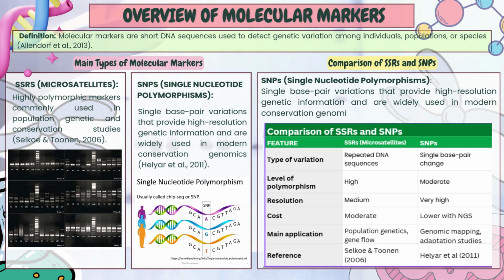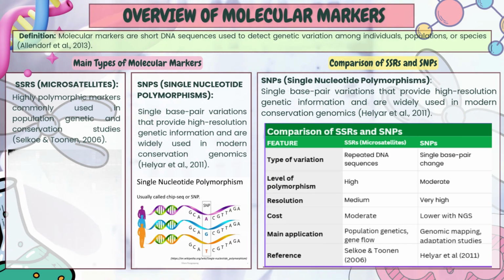Two commonly used molecular markers are SSRs and SNPs. SSRs, or microsatellites, are highly polymorphic and are widely used in population studies to analyze genetic diversity and gene flow. On the other hand, SNPs are single base pair variations in DNA and are considered the modern standard for high-resolution genetic mapping. Overall, molecular markers provide essential genetic information that supports effective conservation planning.